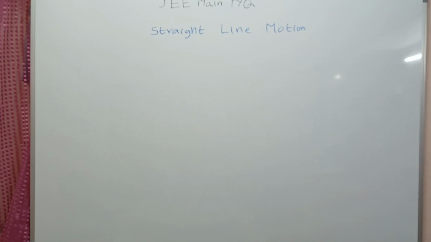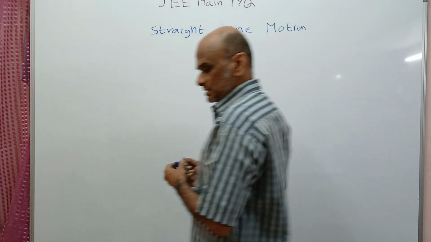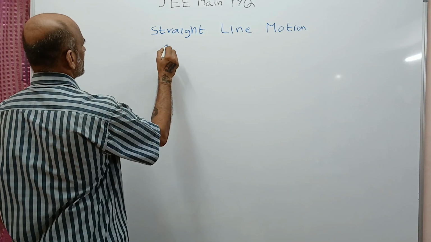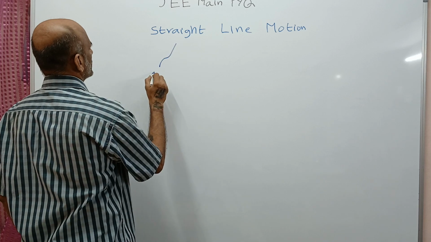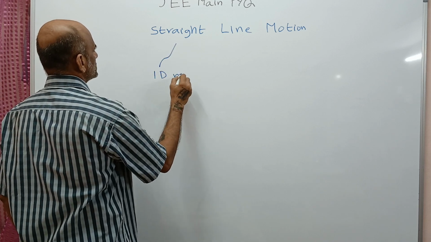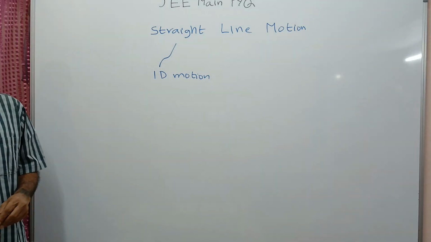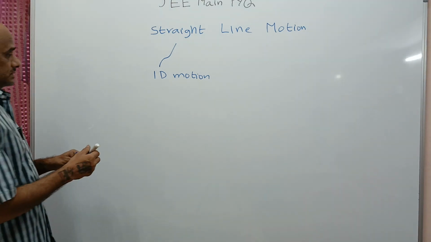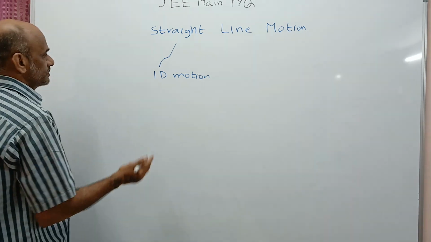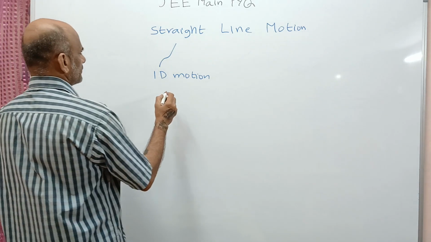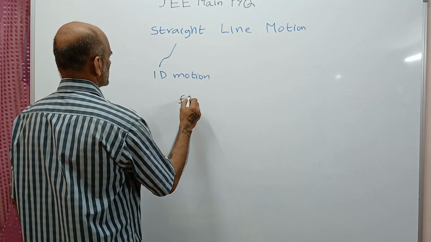In this video, I will discuss a JEE Main PYQ from the topic straight line motion. Straight line motion is basically 1D motion. 1D motion means the properties of this motion, which are velocity, acceleration, speed, like that, will depend only on one space variable.